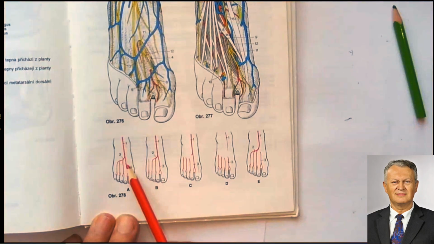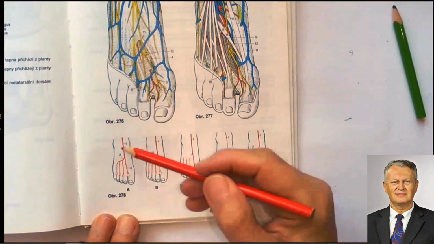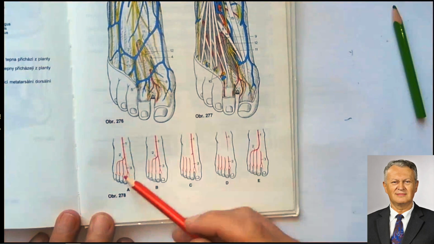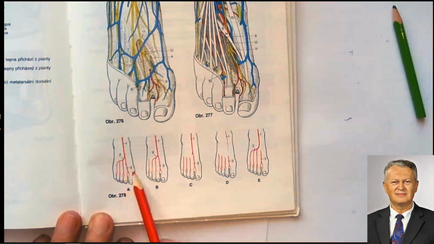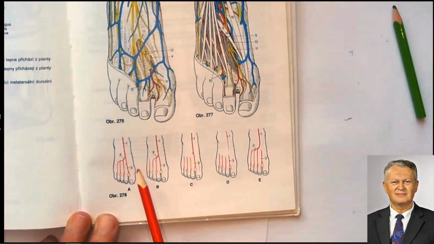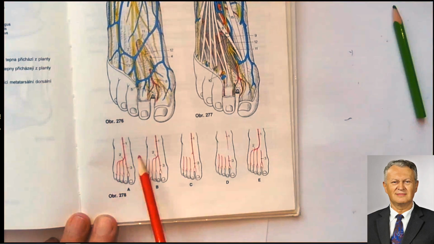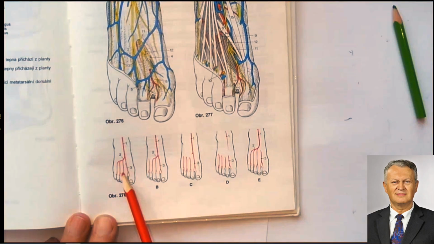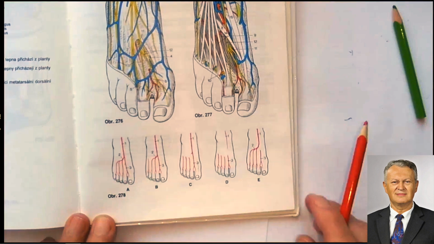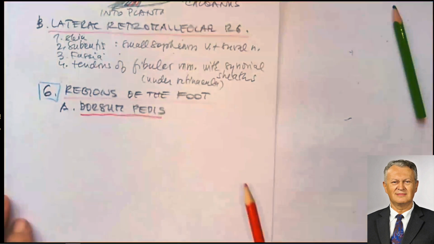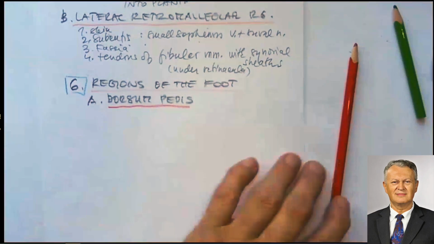I would say that this is the most frequent type, when we see just the continuation of the anterior tibial, the dorsalis pedis, into the first space between two metatarsal bones, and here is an arch. We call it arteria arcuata, arcuate artery, from which then descend the metatarsal dorsal arteries dividing into the digits. So this is the dorsum pedis.